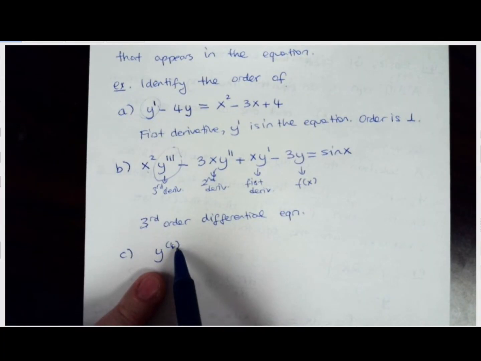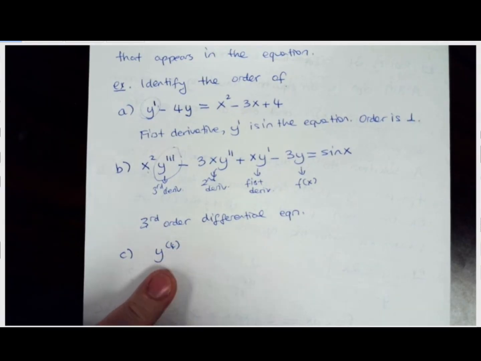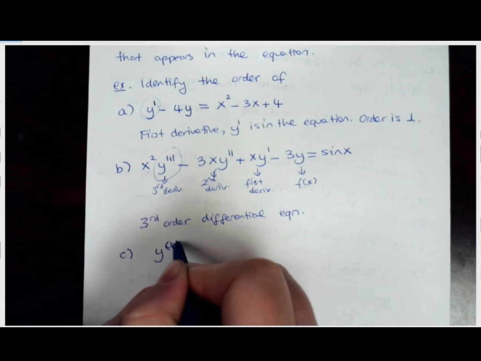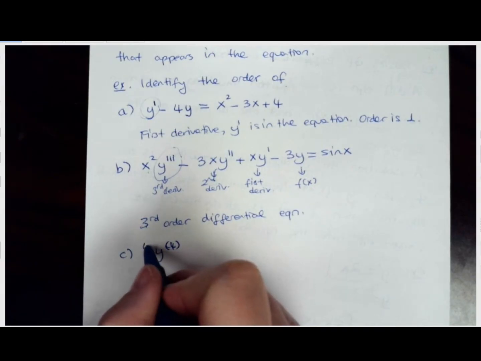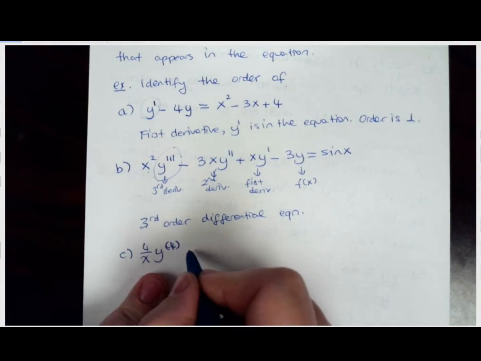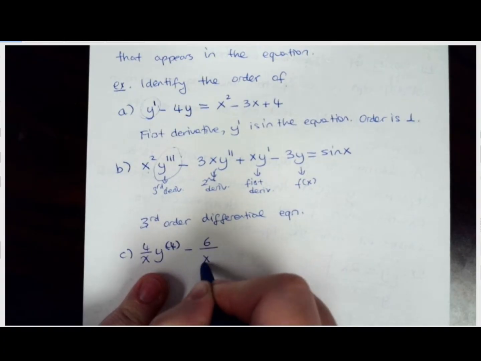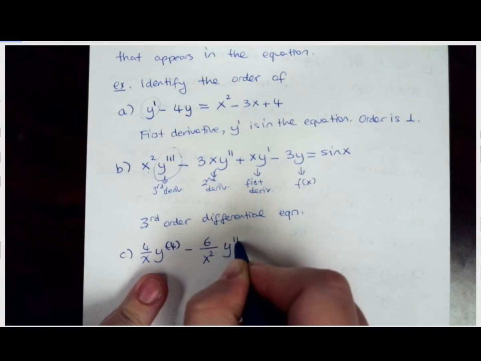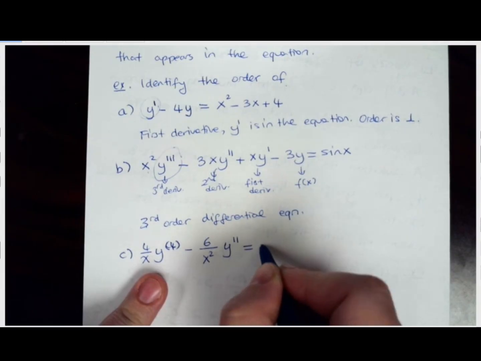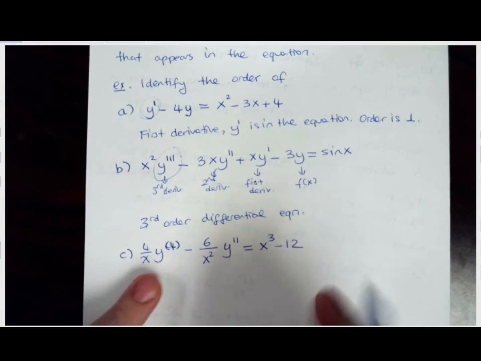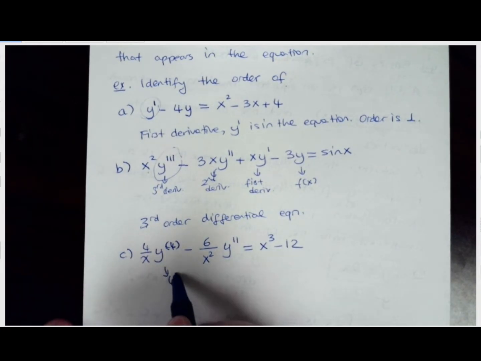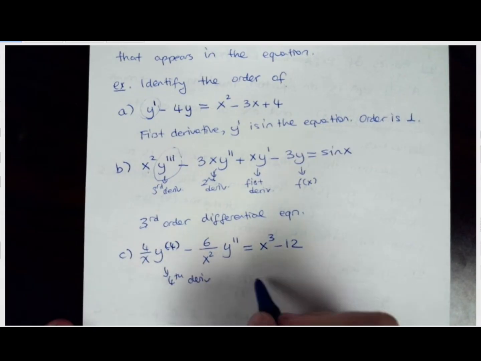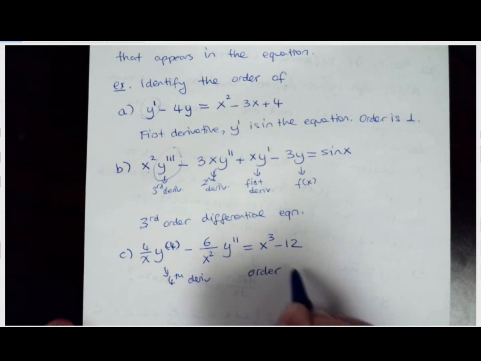This is how you would denote the fourth derivative of a function: y to the fourth, inside parentheses. So let's say 4 over x times the fourth derivative, minus 6 over x squared times the second derivative of y, equals x cubed minus 12. Let's say we have such an equation. In this case, this is the fourth derivative, so the order of the equation is 4.